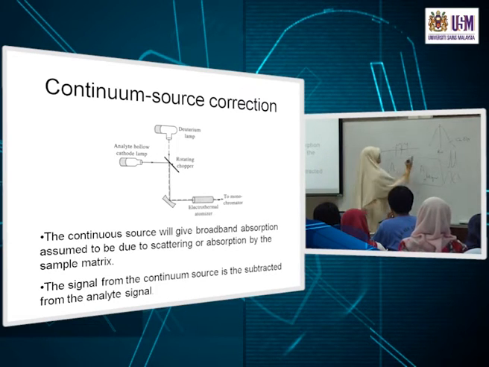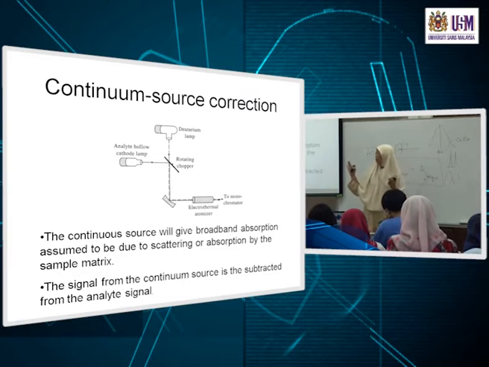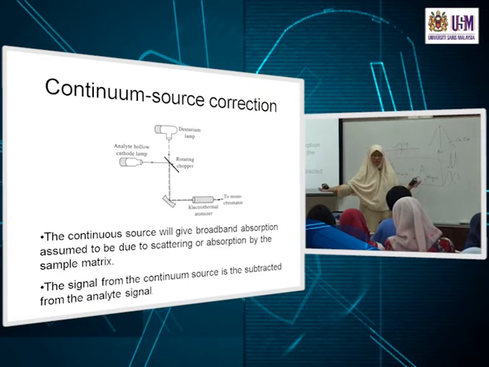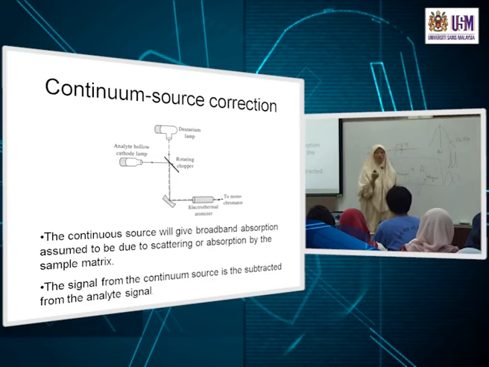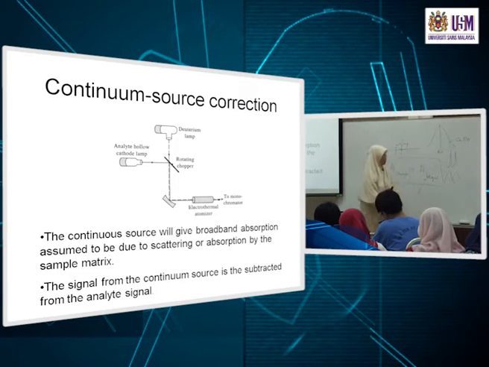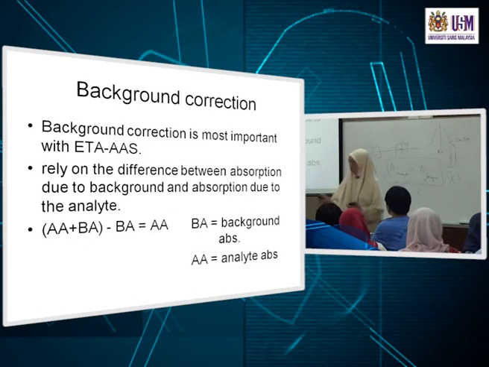Because the analyte absorption is narrow and the background is broad, when you have your deuterium lamp on, which gives a whole range of wavelengths, it is used to estimate the background, because the atomic absorption is so little. So it assumes that when this is on, the absorbance reading that you get is due to background. So you subtract that, and that's what is shown here.